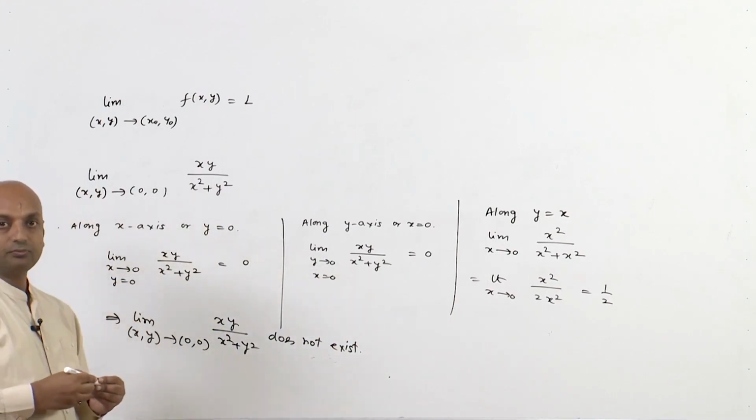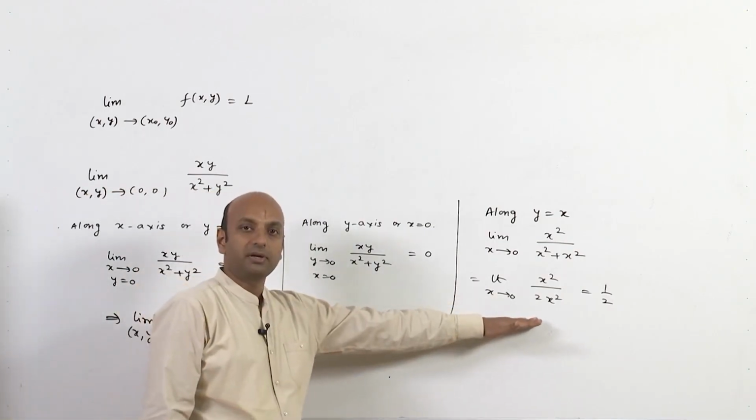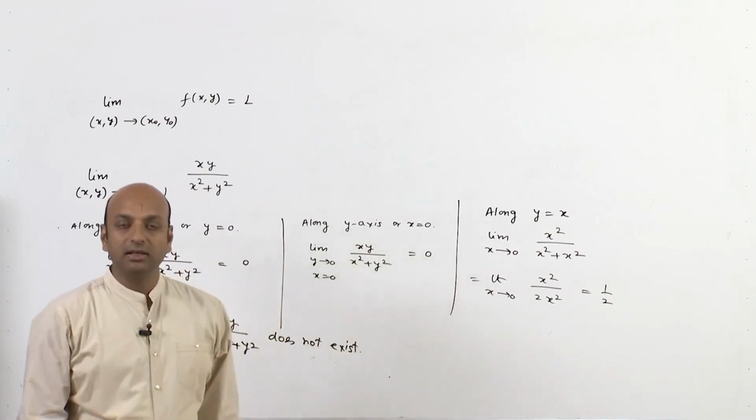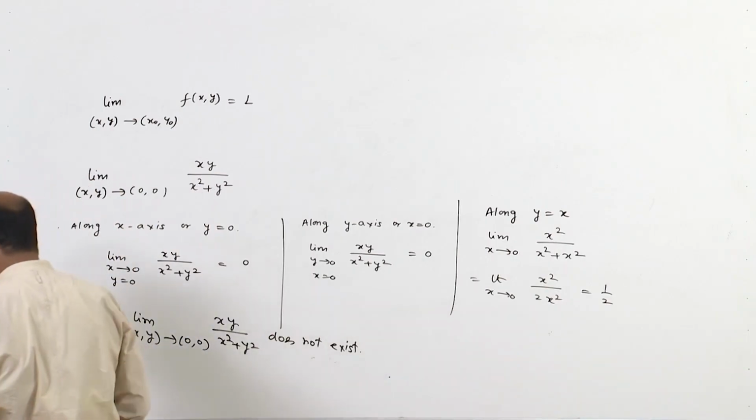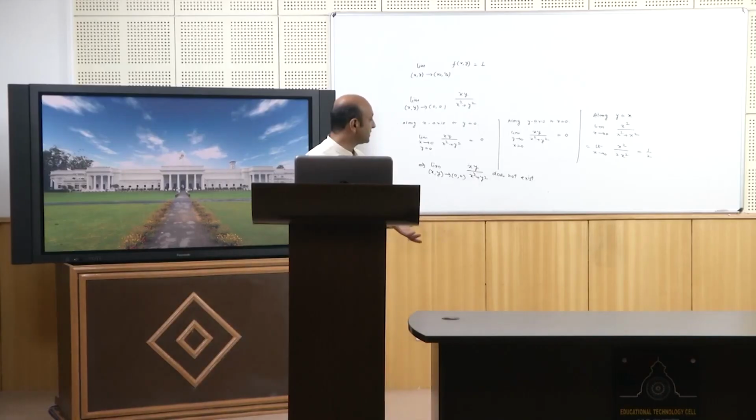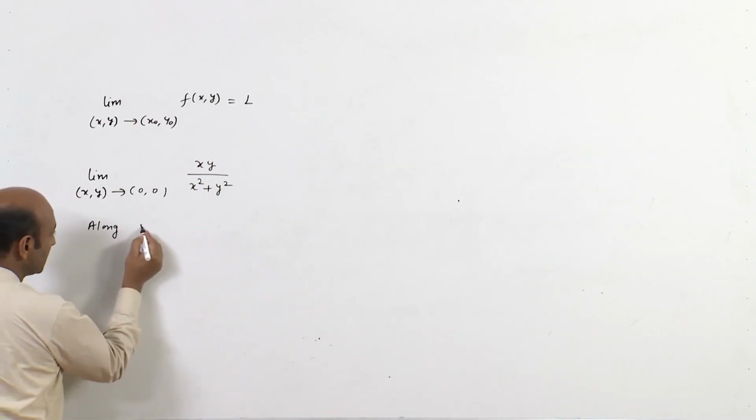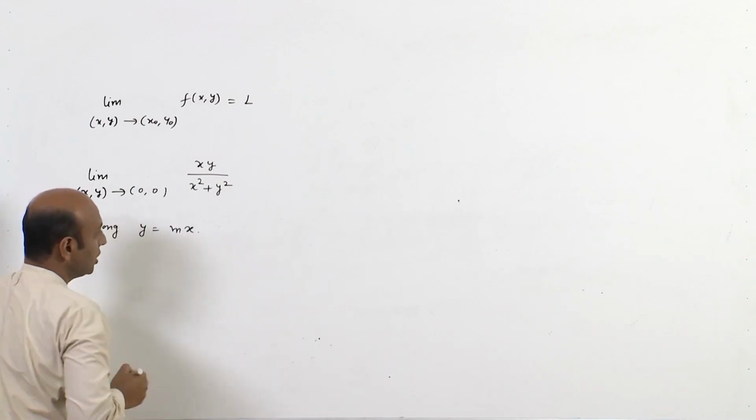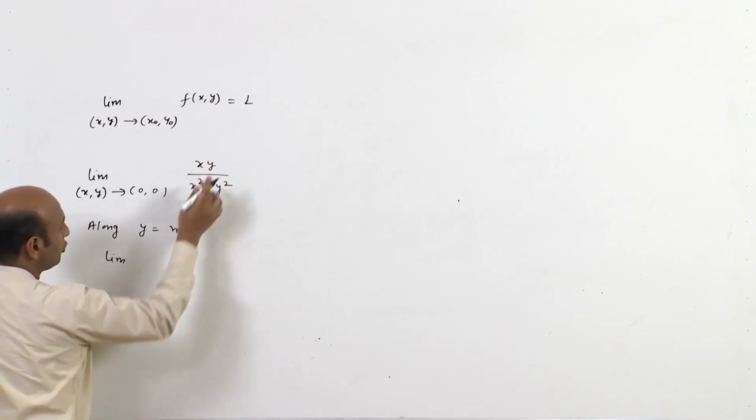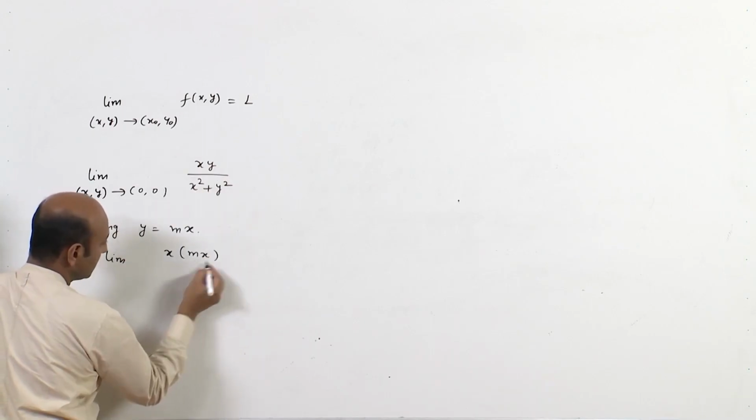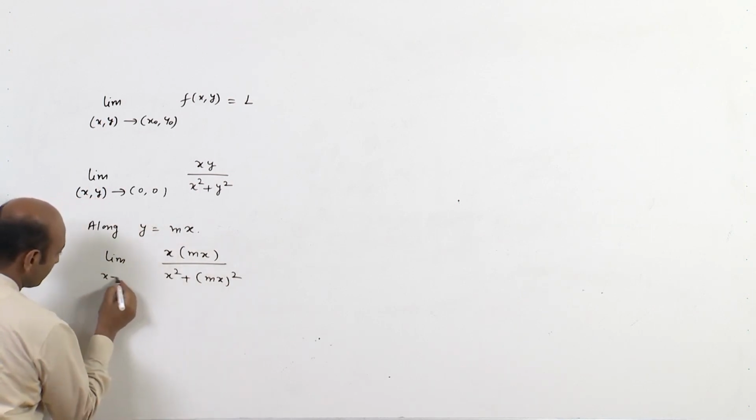Okay. Why does it not exist? Because from two different paths the values are different. Okay. Now, the other way to show that the limit does not exist is, you take a general path. You take a general path, you move along say y equals mx. If you move along y equal to mx, then you substitute y equal to mx, it is x into mx upon x square plus mx whole square, and x is tending to 0.